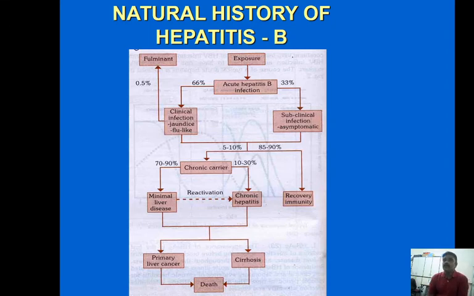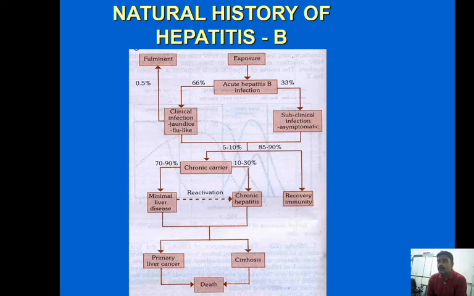The natural history of the disease: hepatitis B is one example that I have put up from the book. If you look at it, initially there is an exposure, leading to acute hepatitis B infection. 66% of them have jaundice and flu-like illness, and 33% have subclinical infection or are asymptomatic.